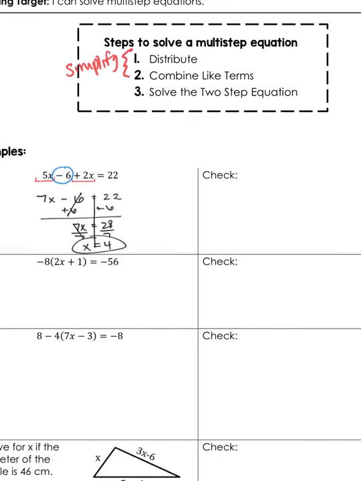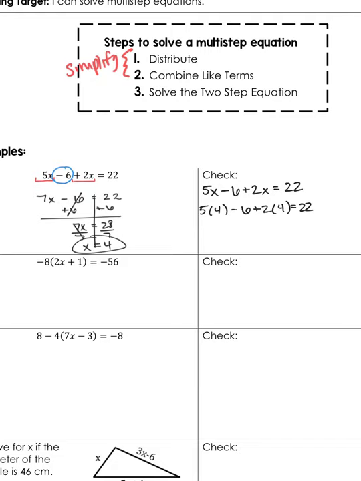To check my answer, I'm going back to my original equation, and I'm going to substitute the answer that I got for x everywhere there's an x in this problem. So I'll have 5 times 4 minus 6 plus 2 times 4 equals 22. And I'll know if my answer is right if the two sides of my equation are equal to each other.